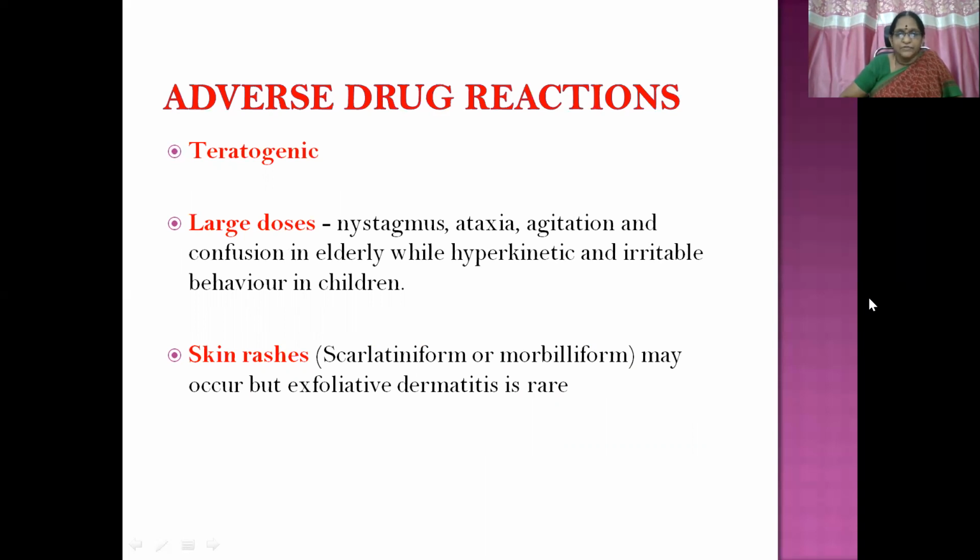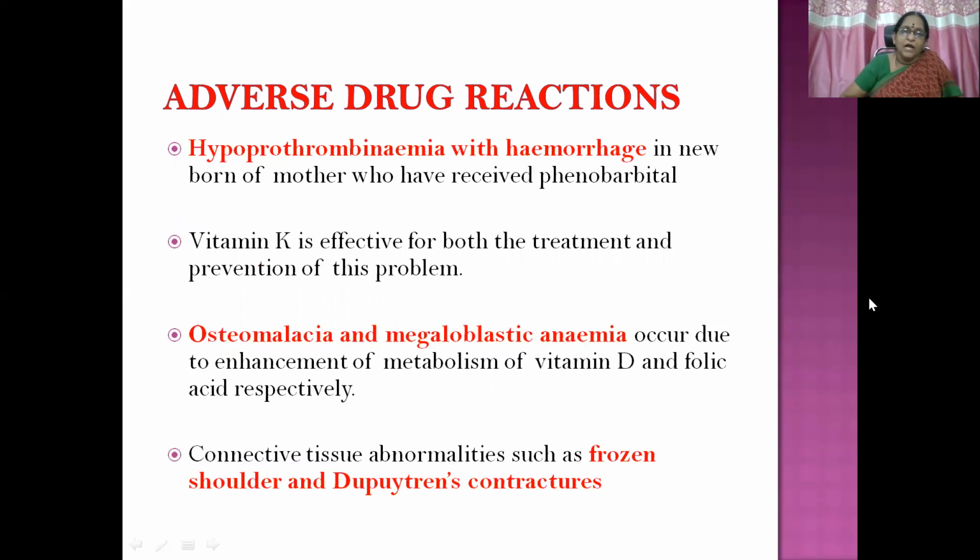Large doses can give rise to CNS manifestations like nystagmus, ataxia, agitation, confusion, and irritable behavior in children. And also skin rash, like scarlatiniform and morbilliform rash and exfoliative dermatitis. Hypoprothrombinemia, same kind of thing, everything with hemorrhage. If you can learn one thing, other things you can easily write just by remembering the mnemonics.